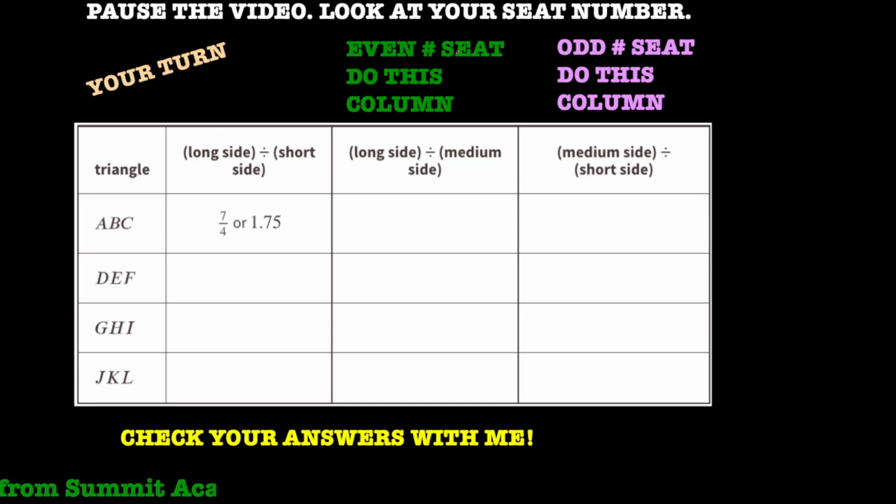If you're doing an even number seat, you're doing the ratio of long side to medium. If you have an odd number seat, you're filling out this column, which is medium to short side. Again, pause that video.